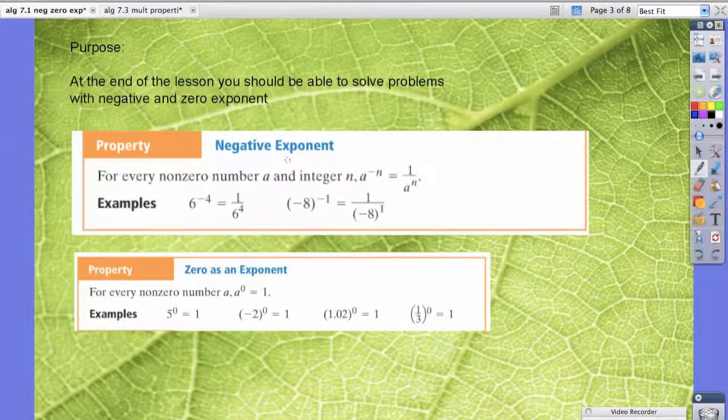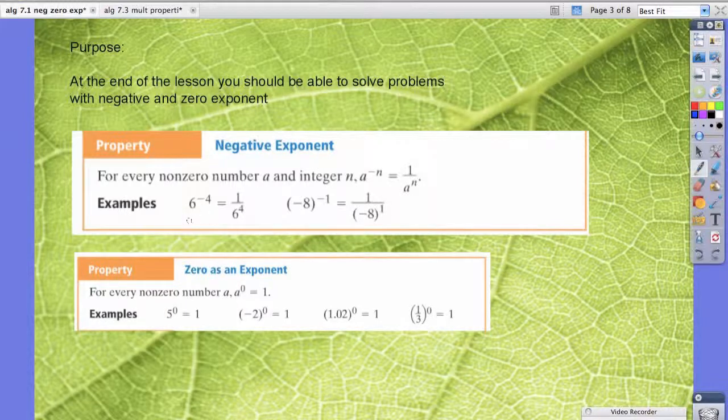Now, for negative exponents, it says for every non-zero number a and integer n, a to the negative nth power equals 1 divided by a to the n. So in English, what it's saying is, anytime you have a negative exponent, you take the reciprocal of that number. So essentially, you're just moving it.